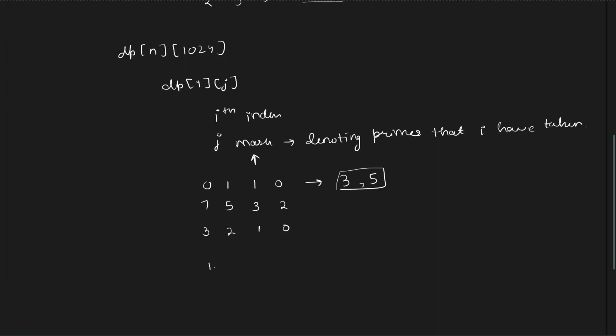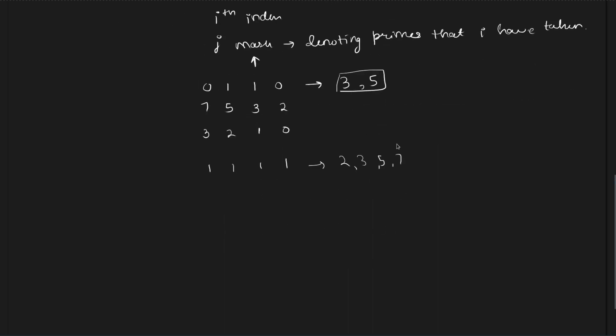If I have the value 1, 1, 1, 1, it means I have taken the primes 2, 3, 5 and 7 till now. Since there are 10 primes, we will need 10 positions. That is why I have taken the size of the mask to be 1024, because 2 raised to the power 10 is 1024. So this is what our DP array is going to indicate.